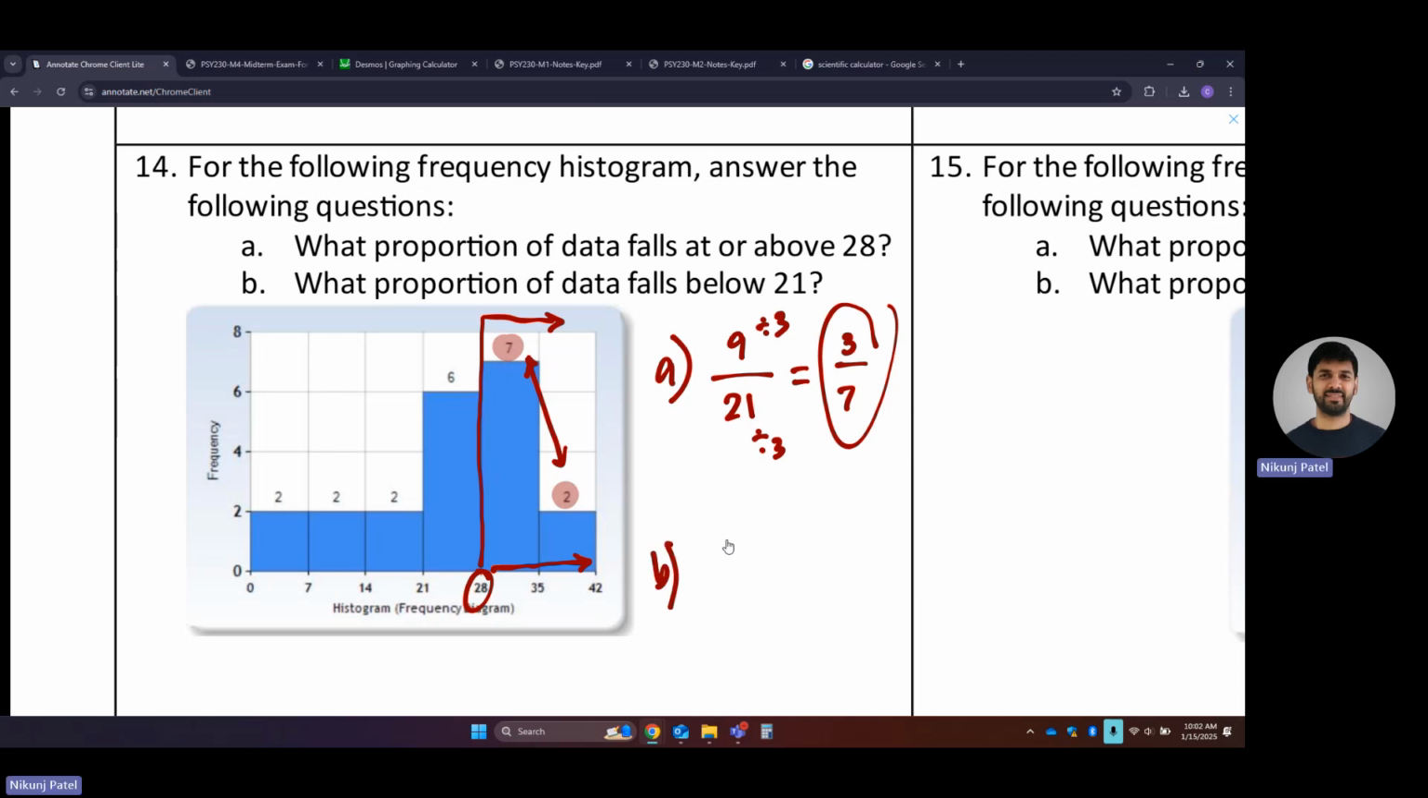Part B asks about any data that falls below 21. Let me use a different color for B. So part B, 21 is right here. Anything below the 21. So that would be all 3 of these added up. So that's 6 out of, and the total again is 21. Remember, a proportion is out of the total of all the heights of the rectangles. So 6 divided by the total, which was 21, the same one from part A. So 6 out of 21. Again, we can simplify this to become 2 out of 7.